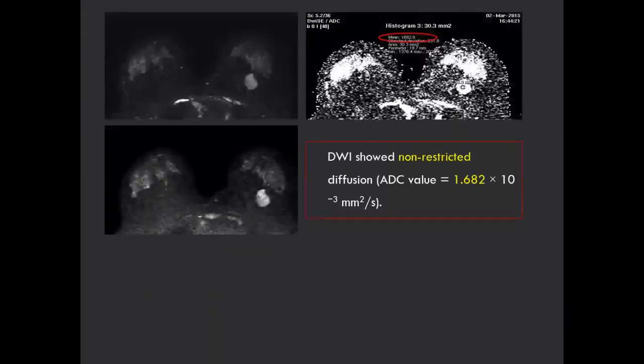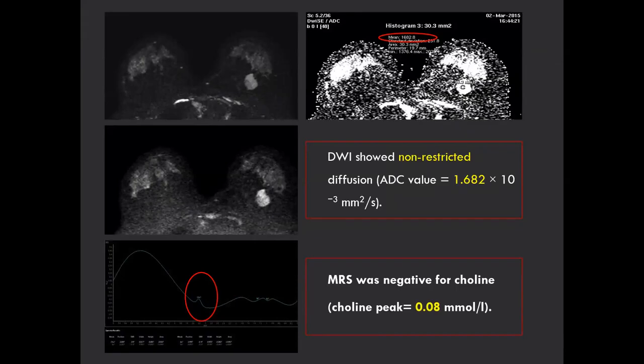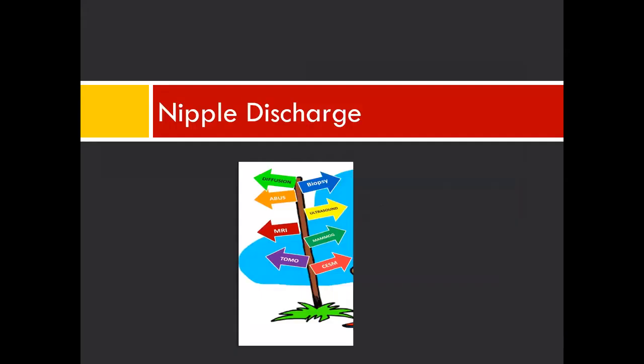This was the diffusion weighted image, and when the lesion appears white in the ADC map, then this is non-restricted diffusion, a sign of benign. And when we measure the ADC value, it was a high ADC value, again going with a benign pathology. On spectroscopy, there was no choline peak. The choline peak was very low, and a biopsy was taken from this lesion, and it was simply a fibroadenoma.